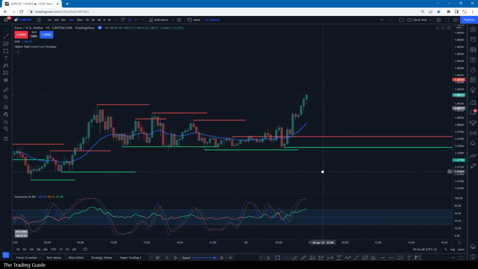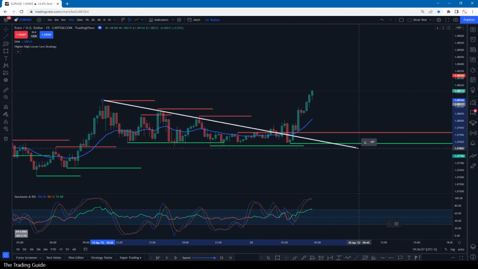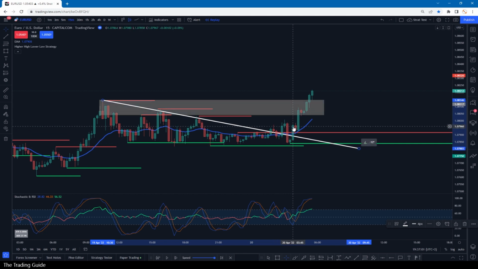Now let's have a look at an example for going long, the same time frame and the same pair. Here we have higher highs and higher lows, so it's an uptrend, but in this uptrend we see a downtrend which has to be broken, okay, and then it is broken. All these highs are taken out by this move to the upside.